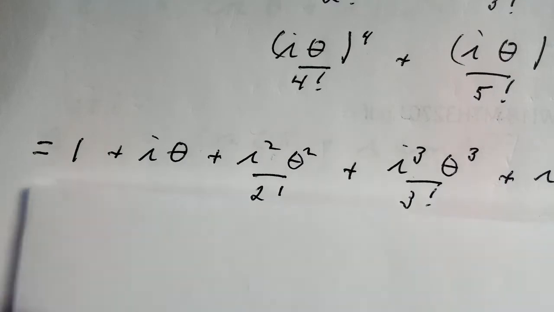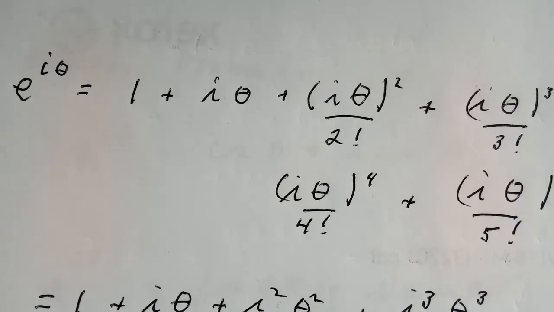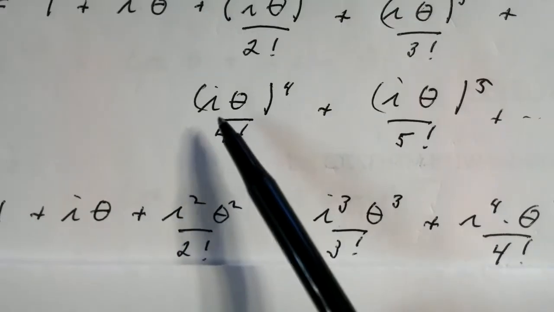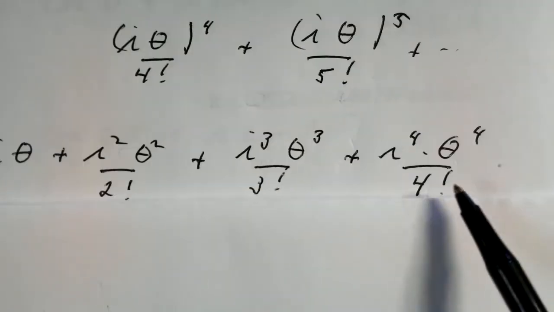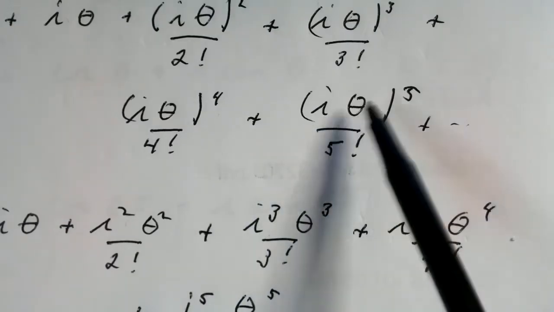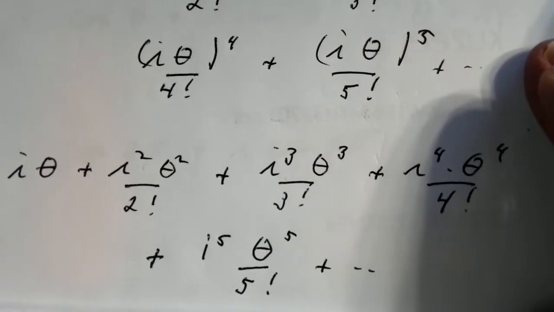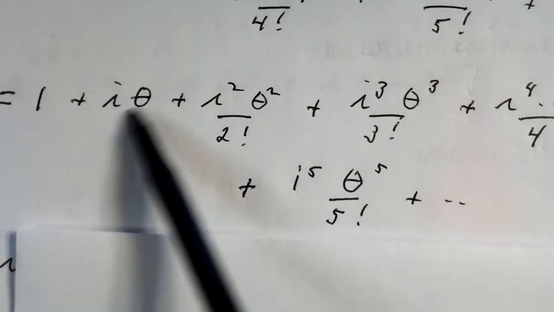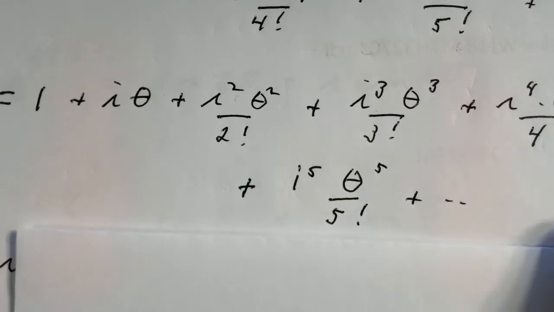Now, this is the same as i squared theta squared over 2 factorial. This is the same as i to the third theta to the third over 3 factorial. This is the same as i to the fourth theta to the fourth over 4 factorial. This is the same as i to the fifth theta to the fifth over 5 factorial, so on and so forth.